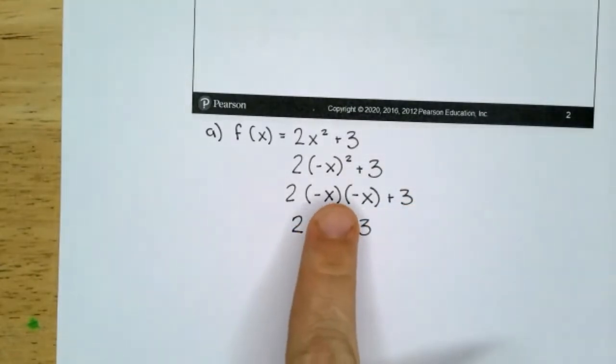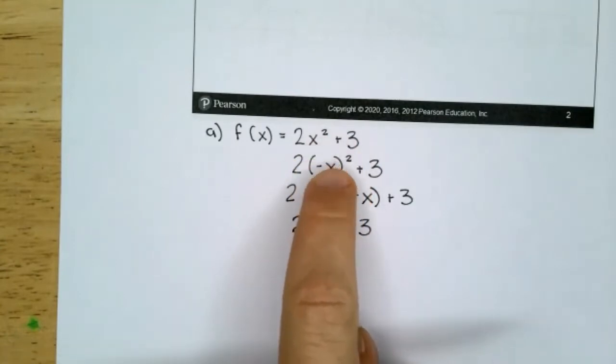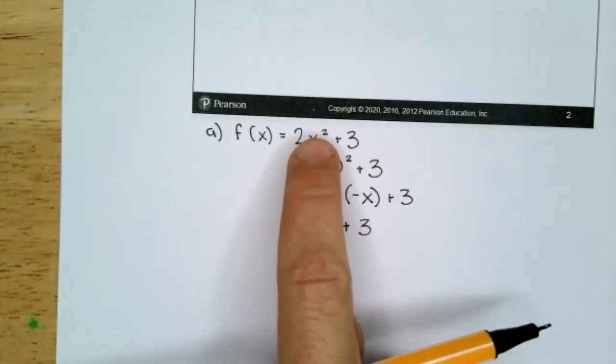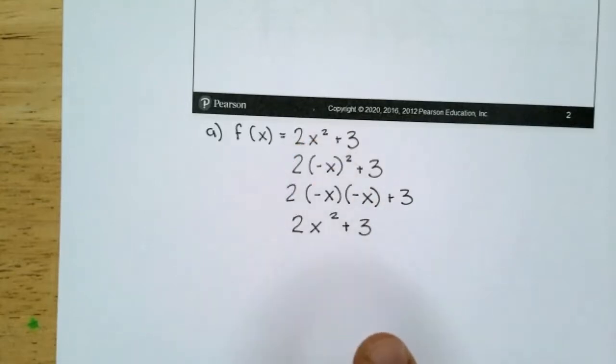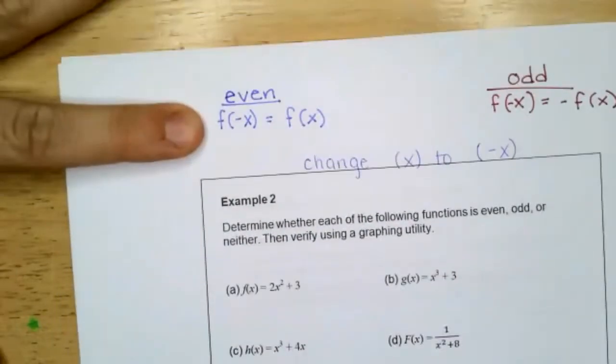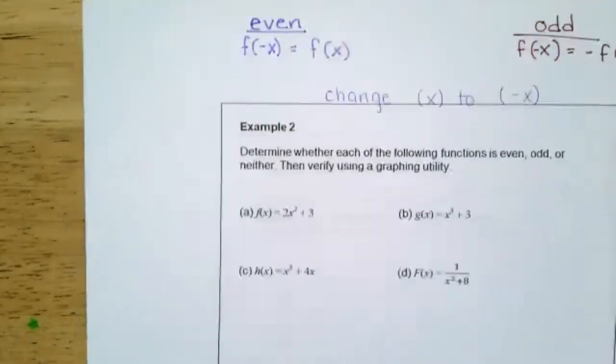So you're basically deciding, does it matter whether this x is a negative or a positive? Will a -x give me the same answer as a positive x in this situation? If so, it is even, right? We're back to f of x.